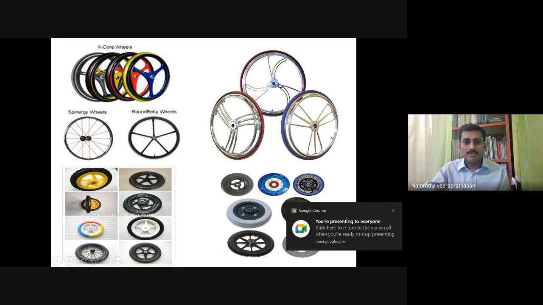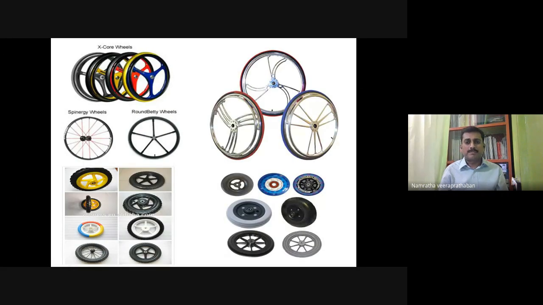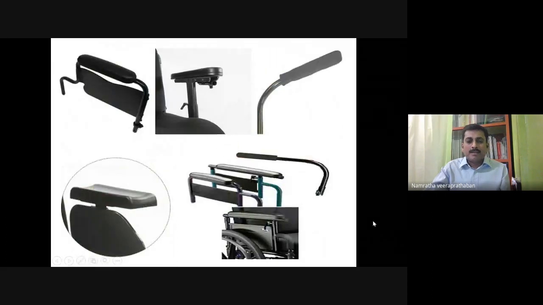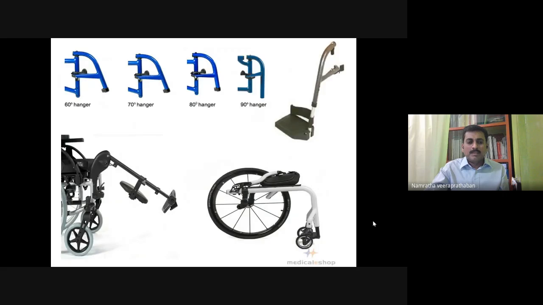We have seen cushion, we have seen backrest. Now we'll come to the mobility-based accessories. We see now some pictures which show the rear wheels. Look at the models and designs, because some of the people like this aesthetic look. And here come the casters. Different types of casters and different types of armrests, different types of hangers. You see 90-degree hangers, 80-degree hangers, 70-degree hangers.